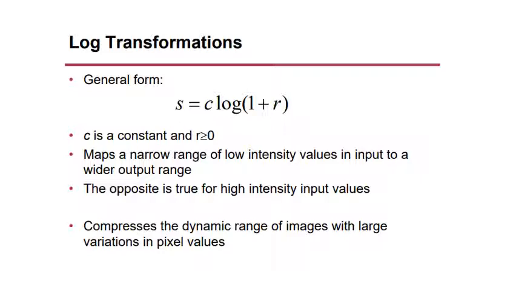So coming to the next transformation, the log transformation. The log transformation basically is of the form S is equal to C log 1 plus R. If you have the input intensity value as R, we do 1 plus R, take the log of 1 plus R and multiply with C. Here C is a constant, and of course R should be a value greater than or equal to 0, as it is an intensity value.